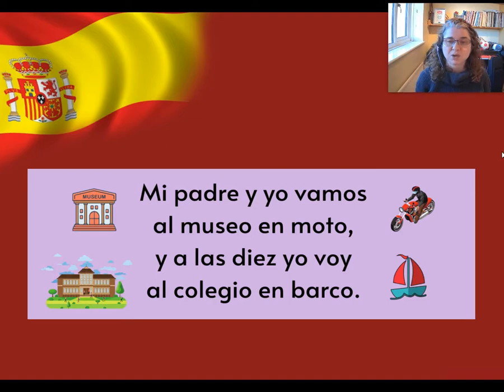Let's have a go at the other two lines. Escuchad y repetid. Y a las 10 yo voy al colegio en barco. So, and at 10 o'clock, I go to school by boat. Of course you do. Let's try that whole verse together.